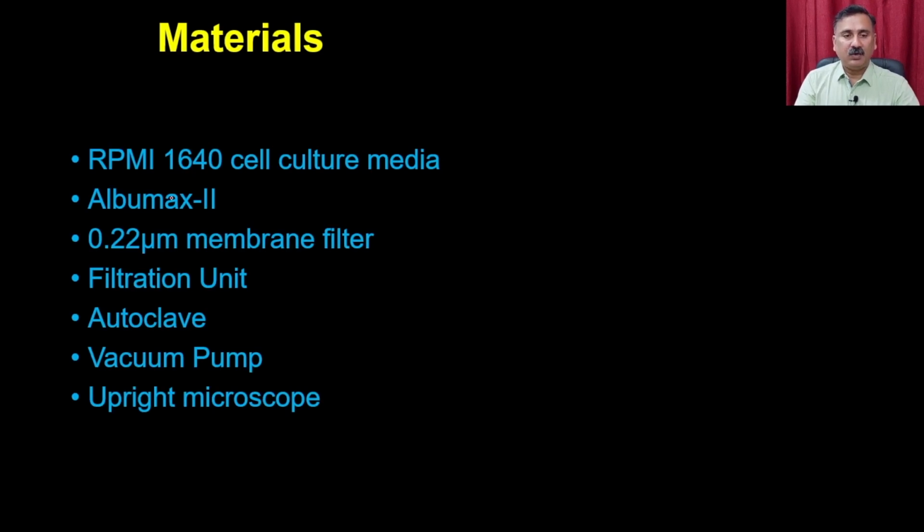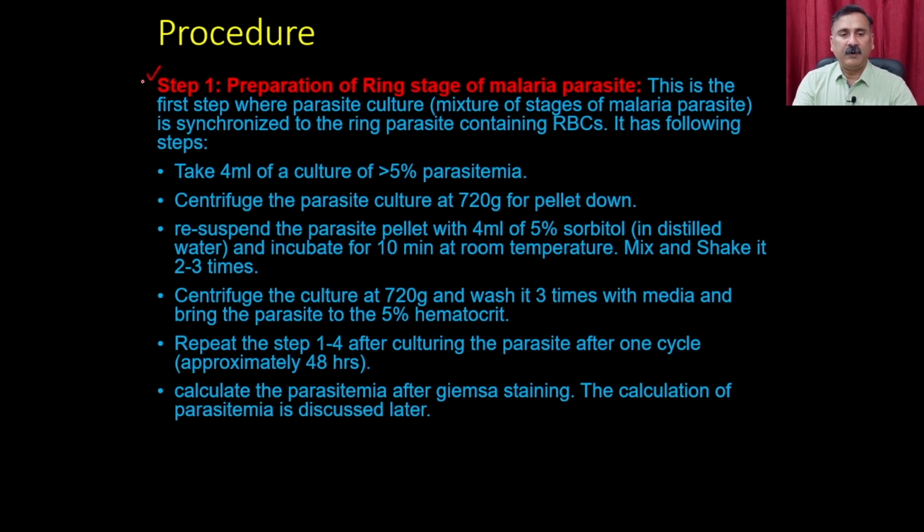These are the different types of reagents that you require. You require the cell culture media and other kinds of things. Within the procedure, in step one, you are going to prepare the ring stage of the malaria parasite. This is the detailed protocol you have to follow, and I'm not going to go through the detail of this. You take the parasite and treat it with sorbitol, and that is going to destroy or kill the trophozoite and schizont stage containing cells, and it is only going to give you the ring parasites.